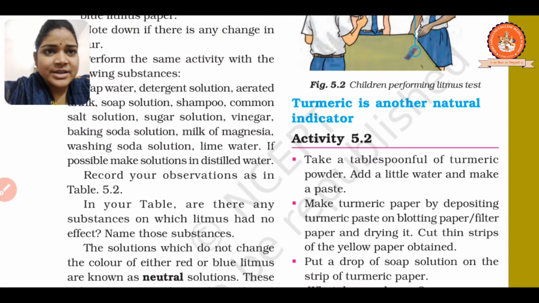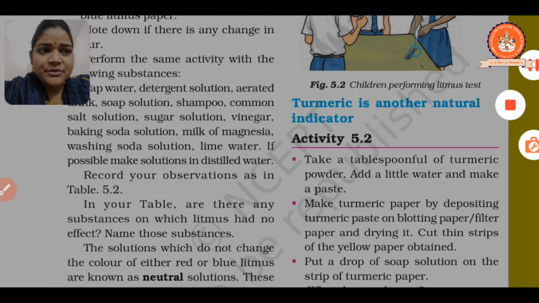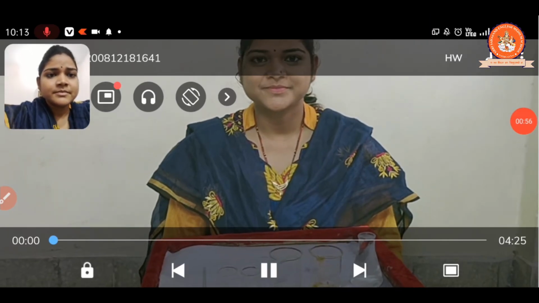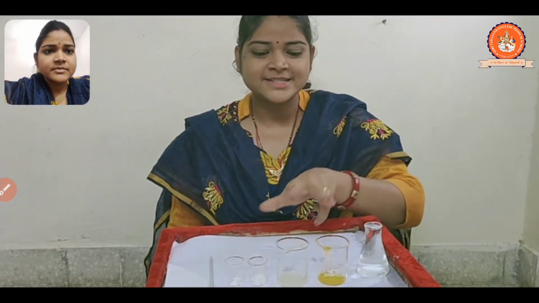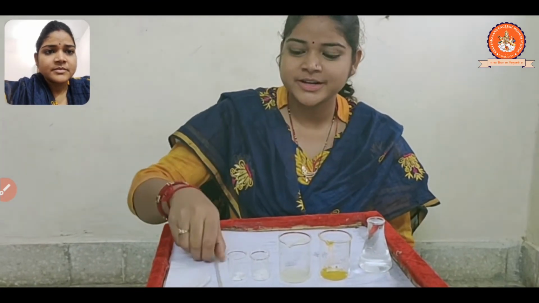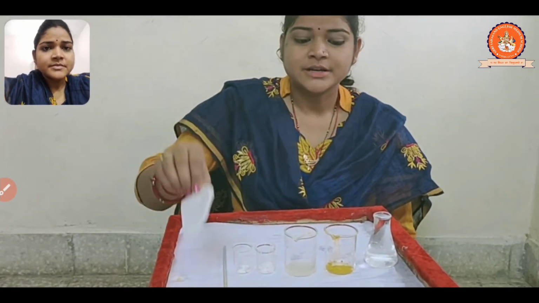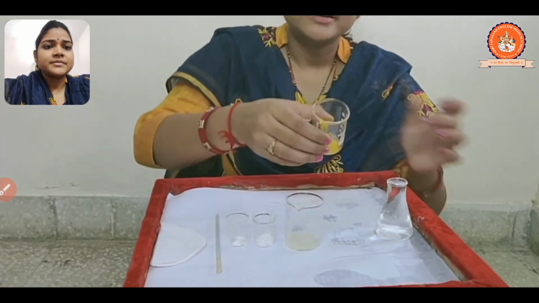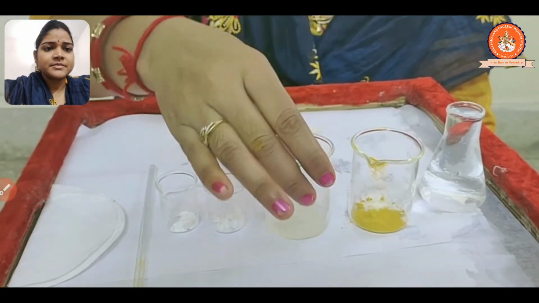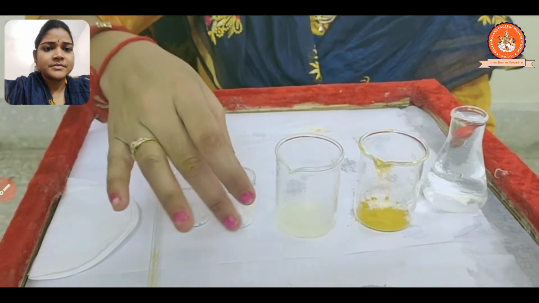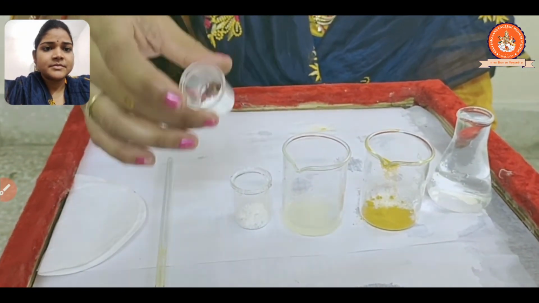In this activity 5.2, we also determine which solution is acid in nature and which solution is base in nature with the help of turmeric paper. So see carefully. The equipment required for this activity is conical flask, some beakers, glass rod and filter paper. And the materials required: turmeric powder, lemon juice, washing powder and quicklime.